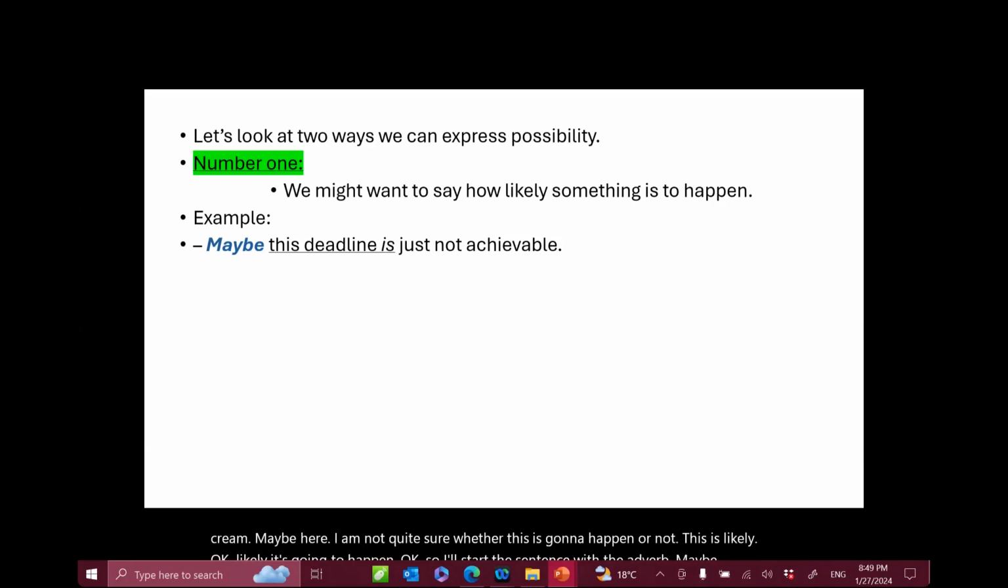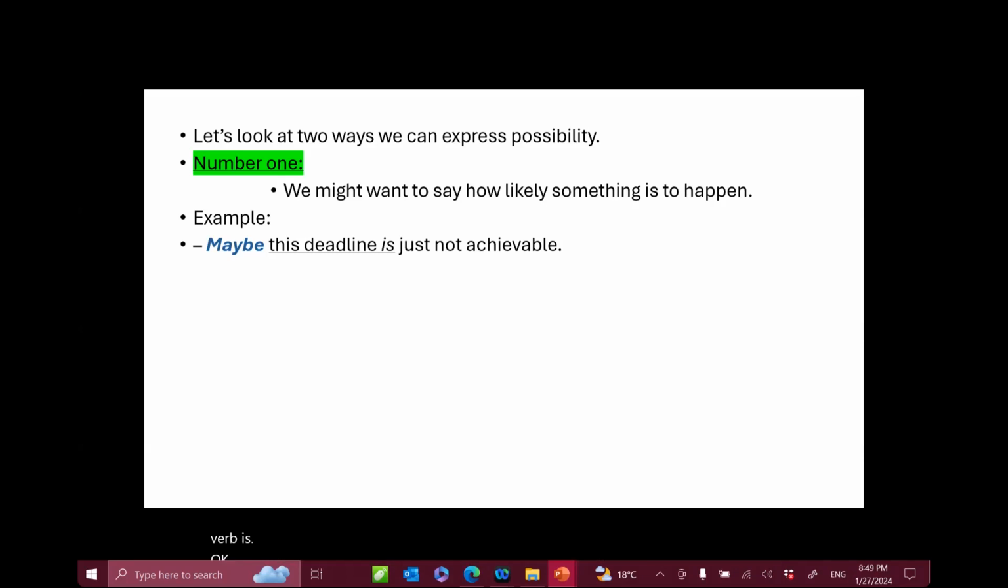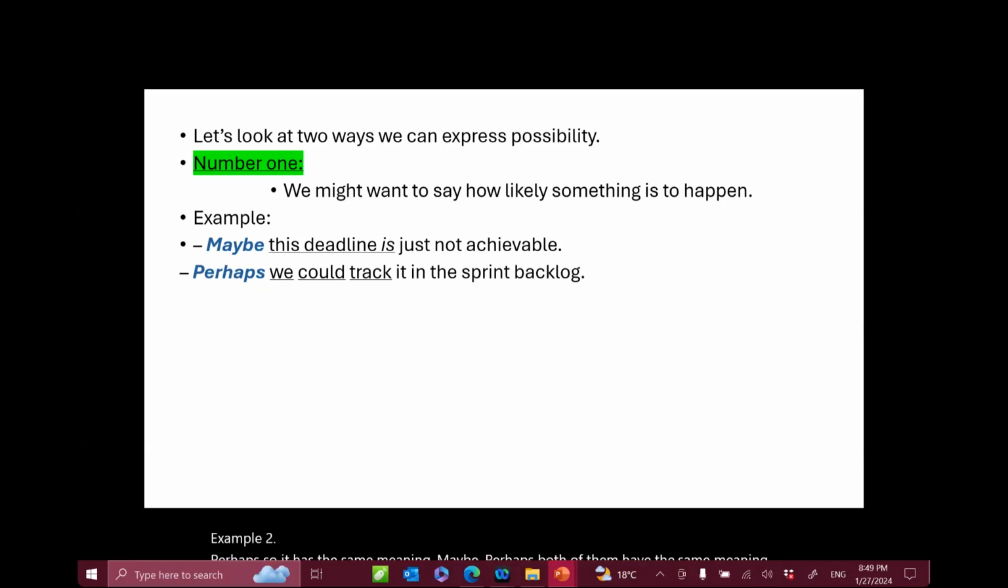Okay, so I'll start the sentence with the adverb maybe and then followed by a complete sentence like the subject and the verb. Maybe this deadline is just not achievable. So I have the subject deadline and then I have the verb is. Okay? So it should be by whole sentence. Example 2, perhaps. So it has the same meaning. Maybe, perhaps, both of them have the same meaning of probability.